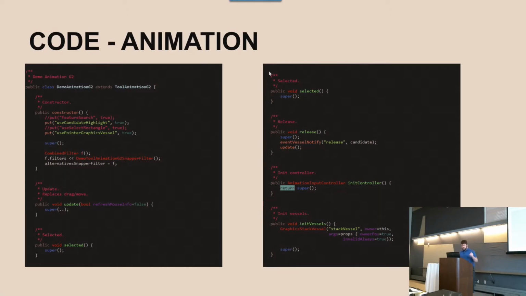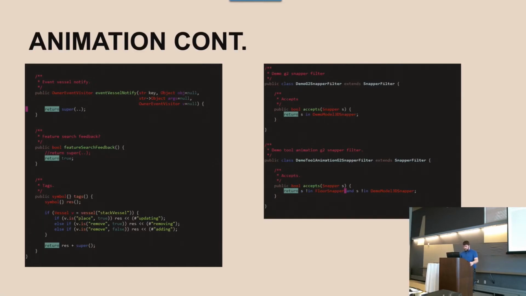And then, actually, that's not true. I had to create the tags to get the pointer. I don't know if you can see that. It's super dim. That's disappointing. But then for the feature searching, there is a method that you have to override, feature search feedback. You have to return true there if you want, or base it on some kind of logic.